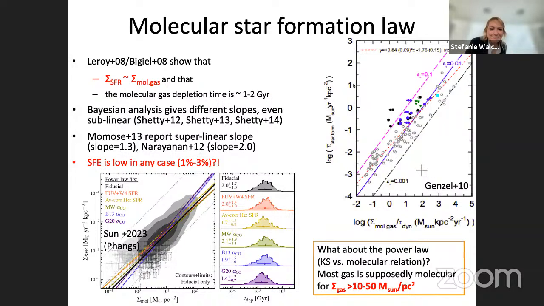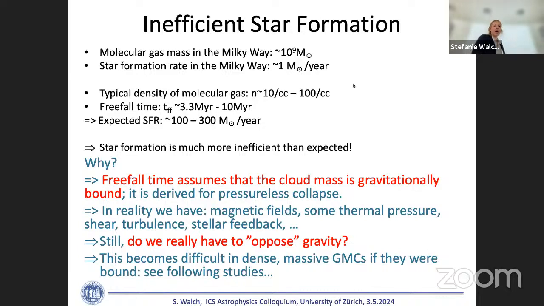In any case, nothing of this helps us. What we learn is that star formation is inefficient. And so now the question is why? And so, as I said before, if we go with this free fall time assumption, then we basically assume that the cloud mass is gravitationally bound, because only if it's gravitationally bound, it will undergo free fall collapse. If it's not bound to begin with, it will not undergo free fall collapse. So then there's no problem, right? So the question is, is it really gravitationally bound?